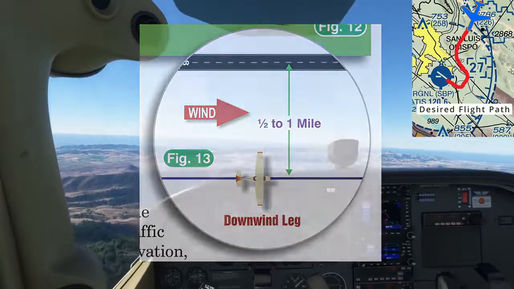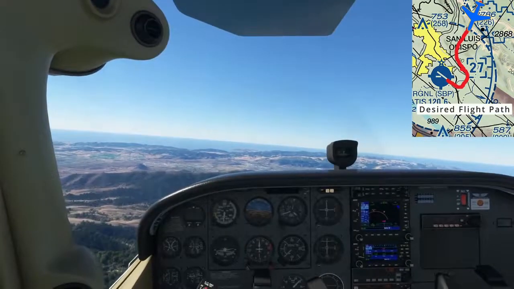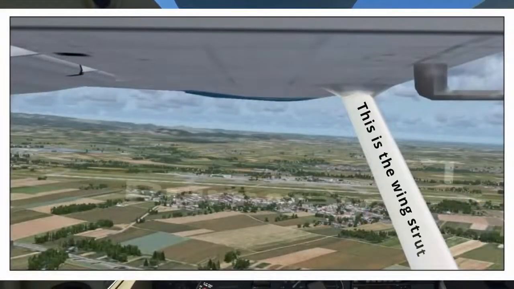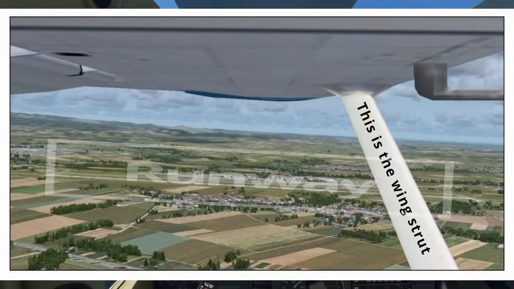A good trick in the Cessna 172 or any aircraft with a strut is that the runway should be about halfway up the strut while you're on the downwind. This visual reference point should allow you to be right in that 1/2 to 1 mile area from the runway.